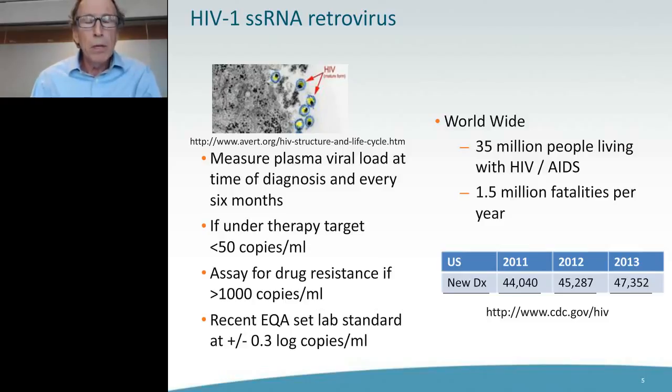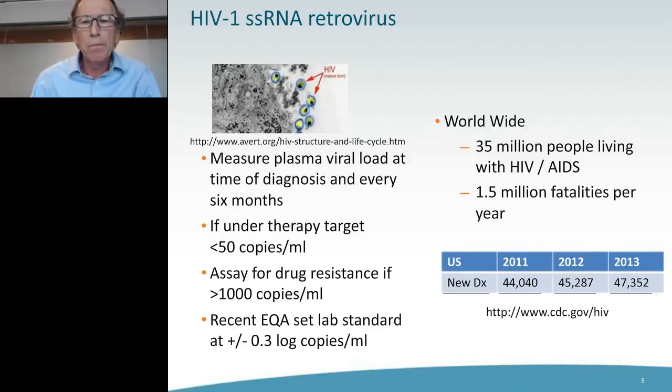Now what's really important for HIV is, of course, drug resistance. Over time, the virus becomes resistant to a number of ART therapies, and when you see copies per mL start to increase, specifically above 1,000 copies per mL, then you have to consider resistance testing. And within the literature, external quality assessments have set the lab standard at plus or minus 0.3 log copies per mL. So that's the target we want to be setting for our assays to be able to detect this virus.